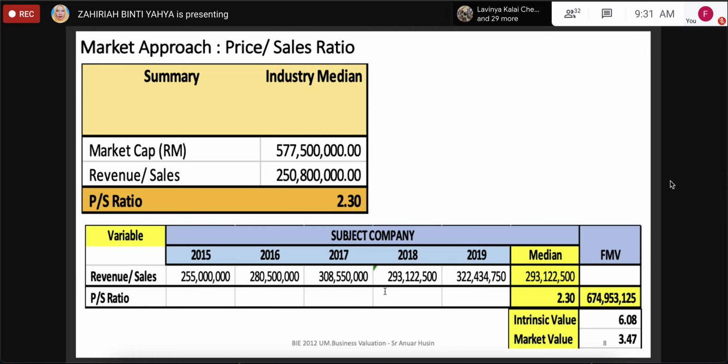Where do you get this figure? Class, the revenue sales, where do you get it from? Annual report. Income statement. Annual report. Okay, income statement in the annual report. Okay. So, you get the median, and you times 2.3.